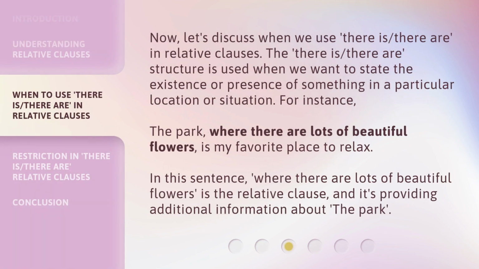Now, let's discuss when we use there is, there are in relative clauses. The there is, there are structure is used when we want to state the existence or presence of something in a particular location or situation. For instance, the park, where there are lots of beautiful flowers, is my favorite place to relax. In this sentence, where there are lots of beautiful flowers is the relative clause, and it's providing additional information about the park.